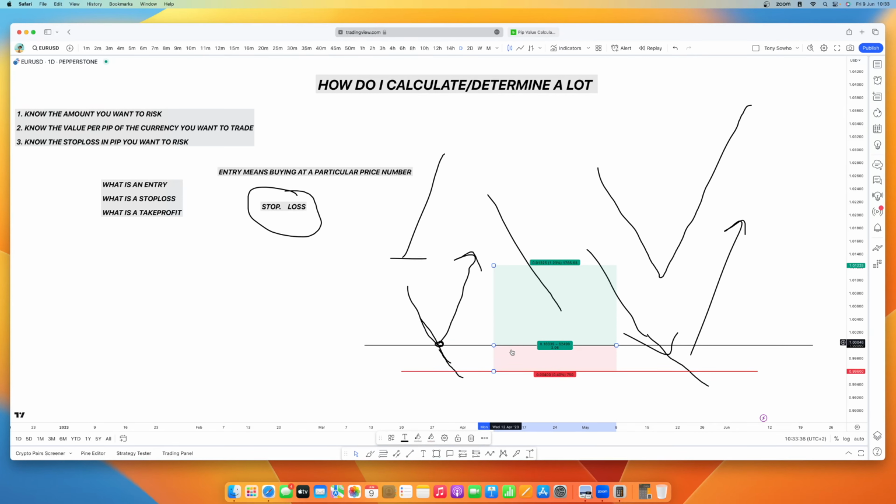So now how did I get this? I'm going to teach you when we come to understanding TradingView. But from here, from 0.9960 to 1.0, that's 40 pips. So I'm accommodating a 40 pips stop loss.